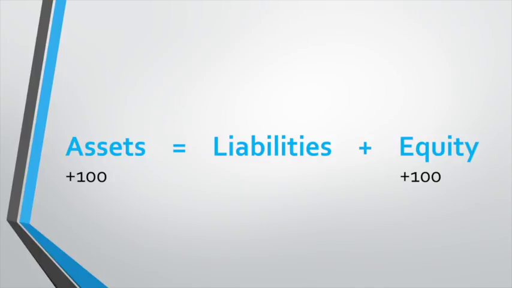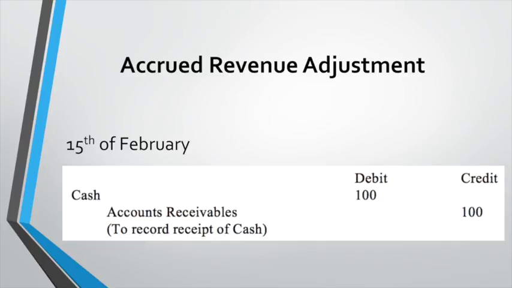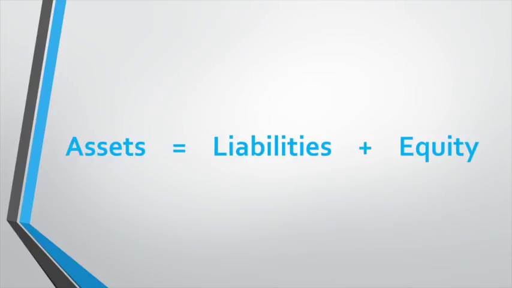Then, when Tyler pays Becky back on the 15th of February, the following journal entry is made. She debits cash for $100 and credits accounts receivable for another $100. As a result of this entry, the cash account increases as the accounts receivable account decreases, meaning assets both decrease and increase by the same amount.